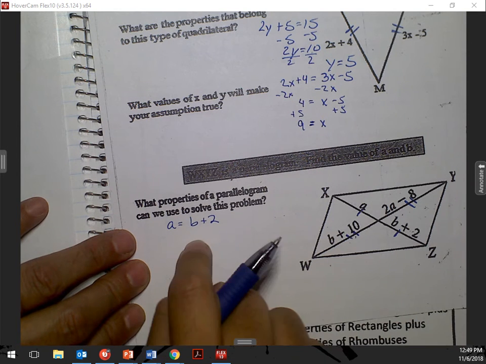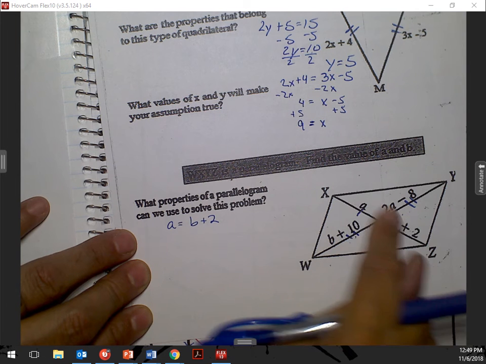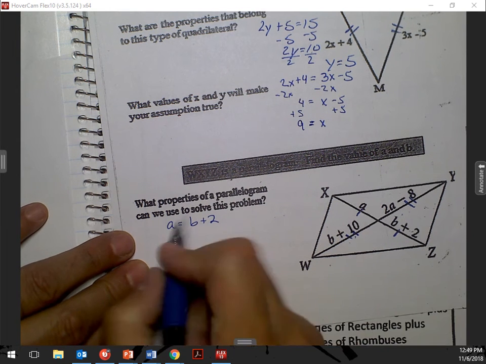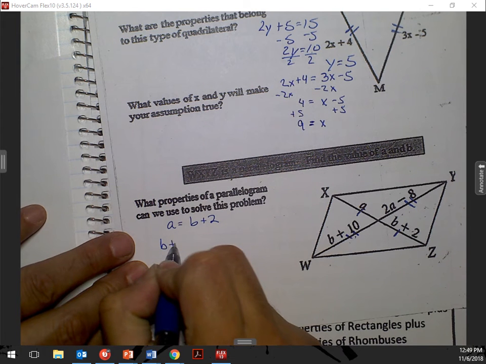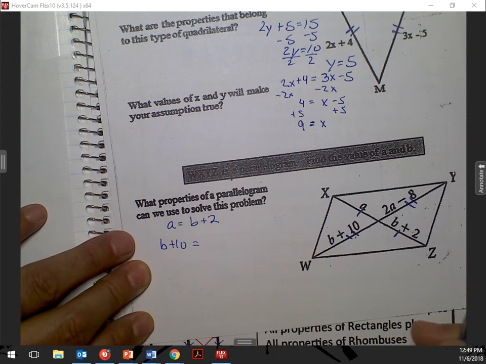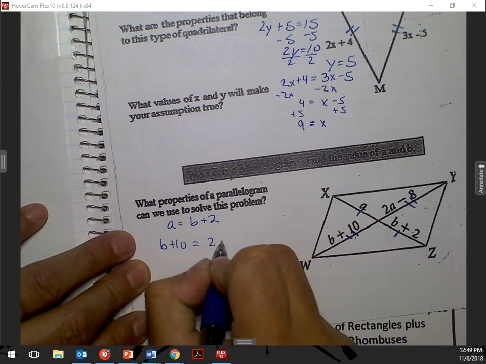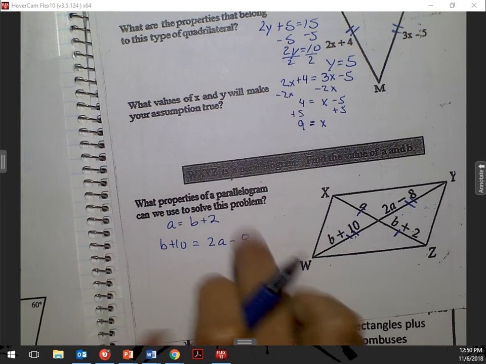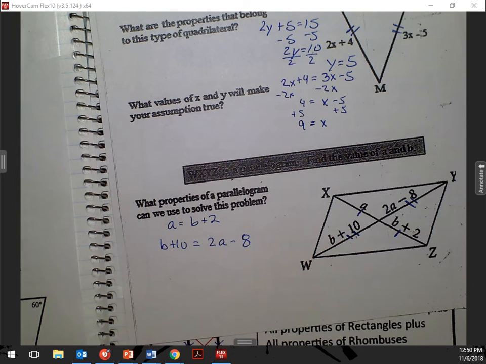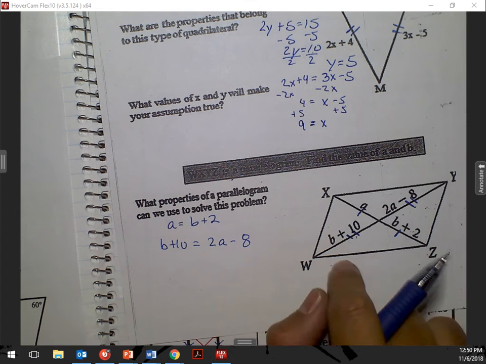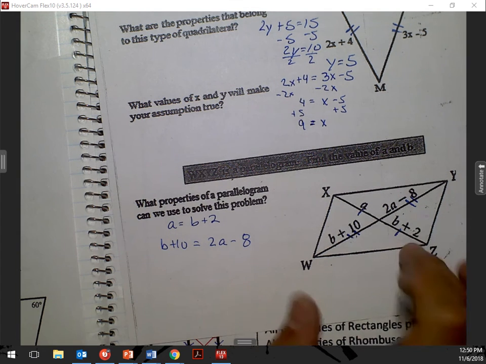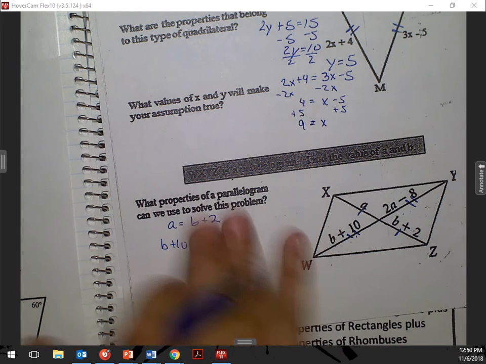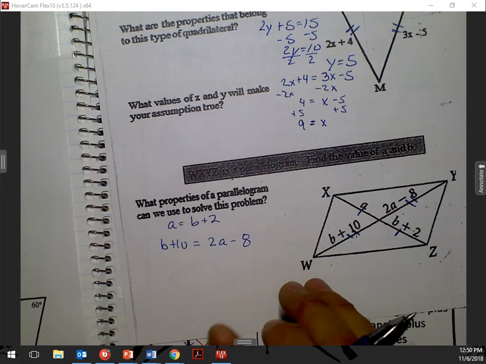Okay. All right. So we said that these two are congruent, right? B plus 10. And the next one I'm going to write, B plus 10 is equal to 2A minus 8. Now, whenever I find an A, the A is going to be the same, and when I find a B, the B's are going to be the same. So this is going to become a system of equations.